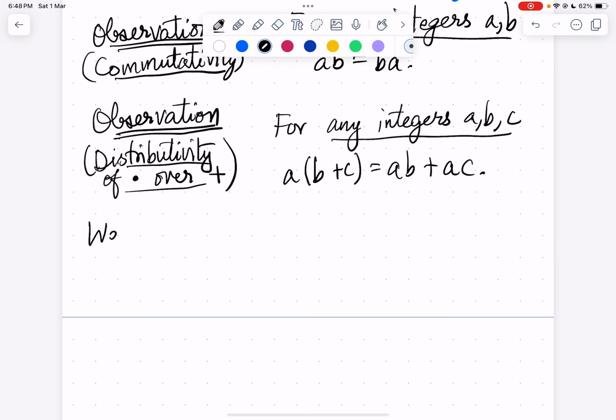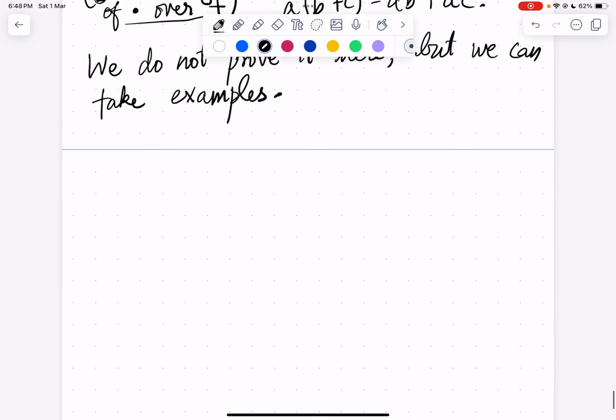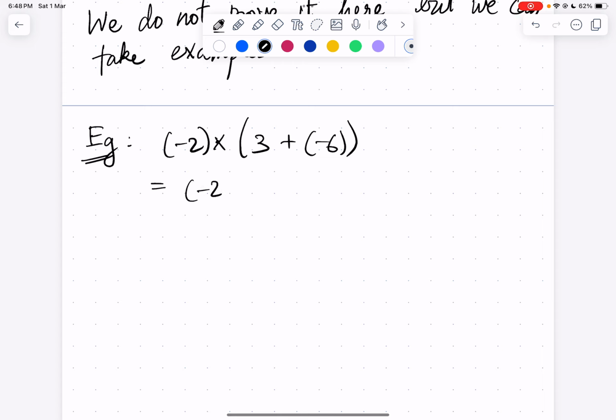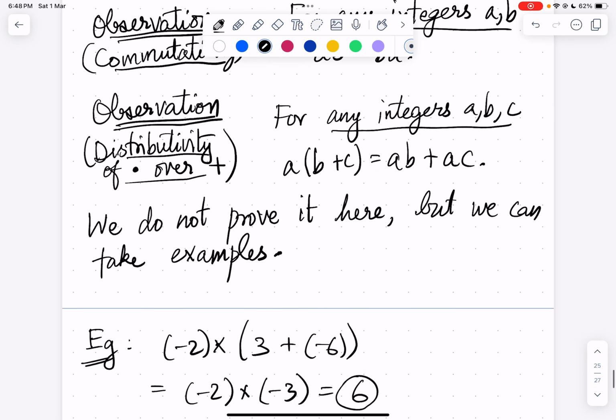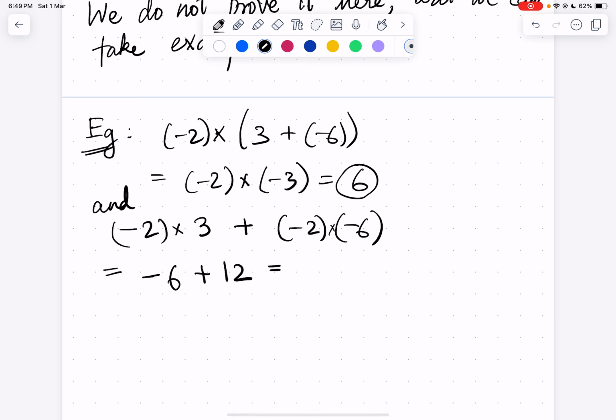We do not prove it here, but we can take examples. So we'll take one example: -2 times (3 plus -6). So this is -2 times -3, which is +6. By the way, we define multiplication of two negative numbers: -a times -b is ab for any natural numbers a, b. Now we can also study the distributed version: -2 times 3 plus -2 times -6 equals -6 plus 12 equals 6.